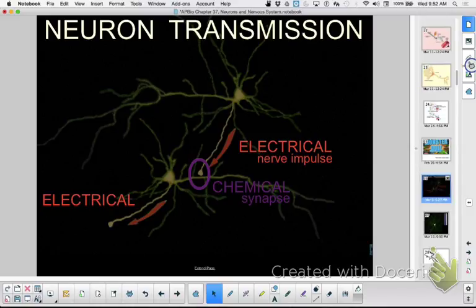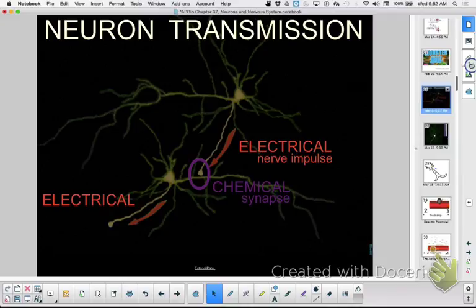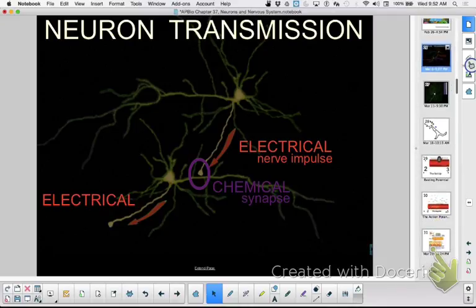And we're going to talk about neuron transmission. Remember that a neuron has both electrical and what kind of messages? Chemical. So right now we're going to focus on that electrical message along the length of the neuron.